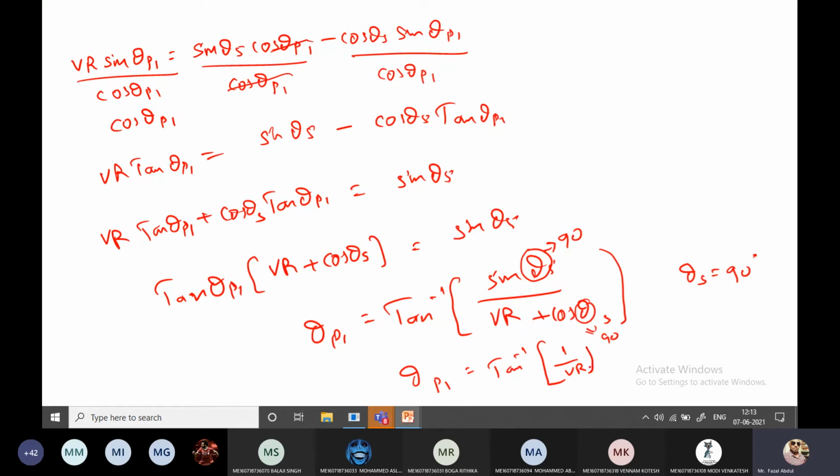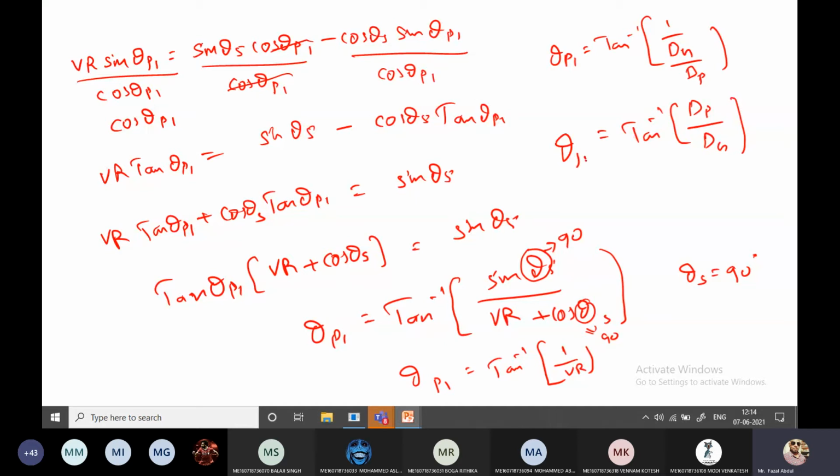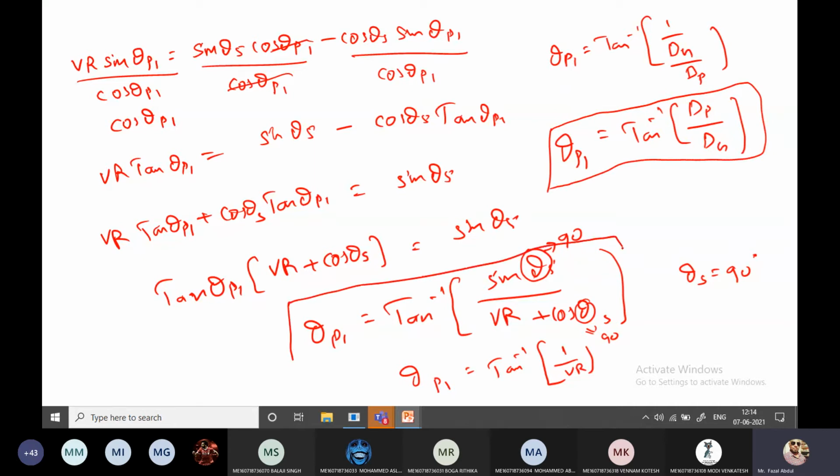So 1 by VR means, again I am writing here, theta p1 is equal to 1 by VR tan inverse of... 1 by VR means what? dg by dp. It means tan inverse of dp by dg, p1. Okay, this equation you need to remember. These equations you have to remember. This is a basic equation, this is a modified equation.